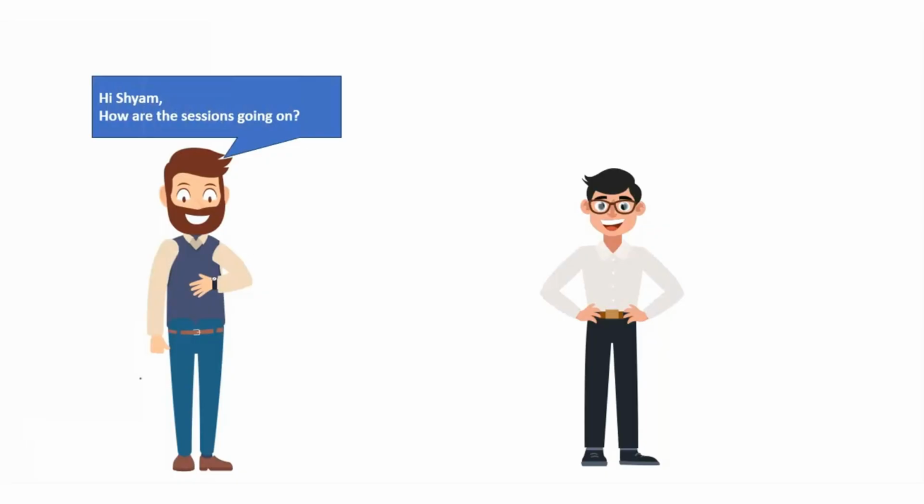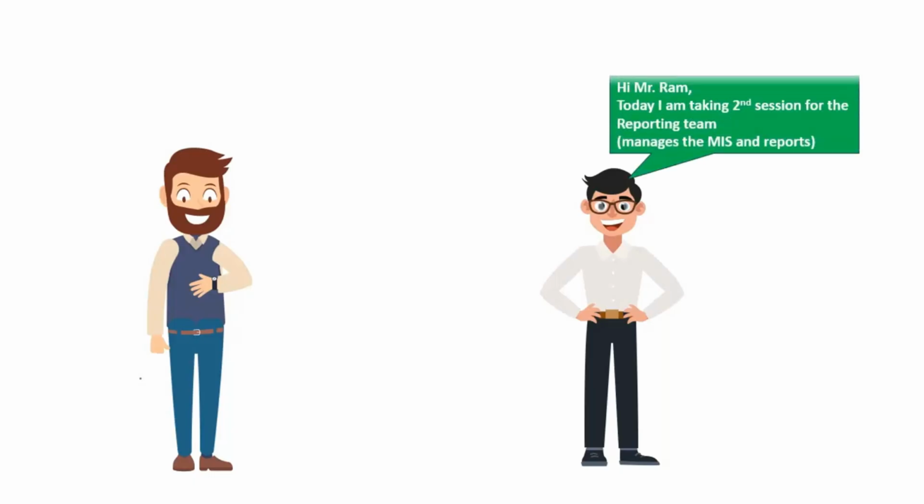Mr. Ram meets Mr. Sham and tries to understand how the sessions are going on. Mr. Sham updates Mr. Ram that one session has been taken and the second session is also planned for the reporting team, which manages the MIS and reports.